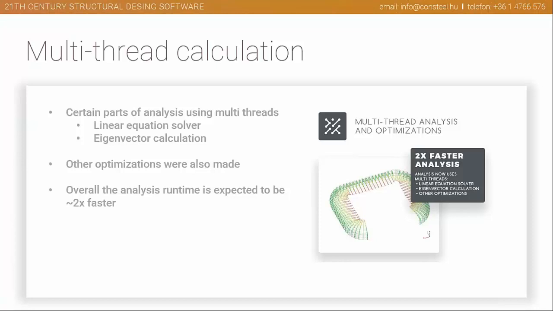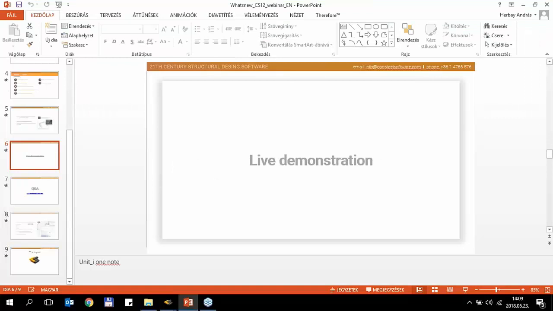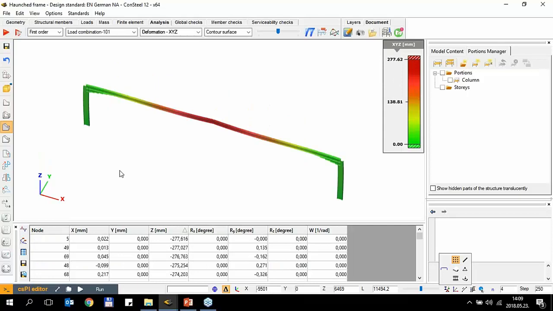Okay, so this is about the multi-thread calculation, and let's continue with the live demonstration. Let's see first the analysis improvements. For analysis, we have two small result visualization improvements. The first one is the diagram view of the deformation. So in ConSteel 12, not just the contour surface visualization, but the diagram view is also available.